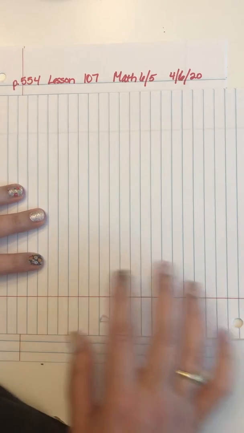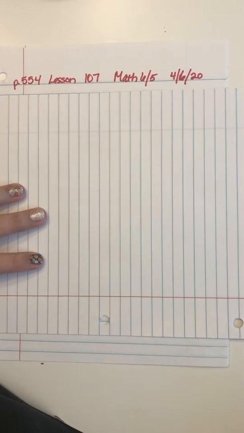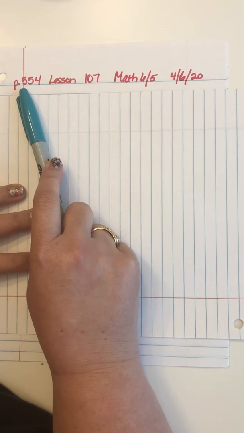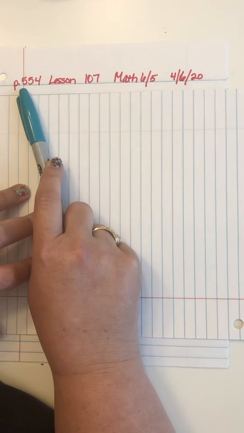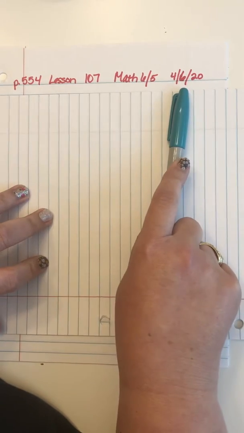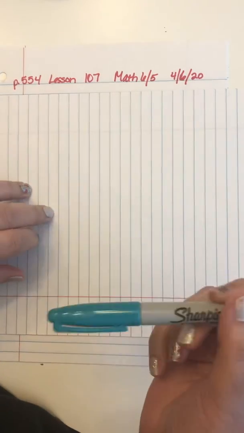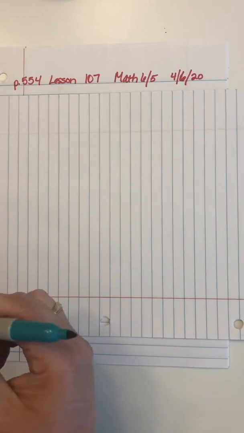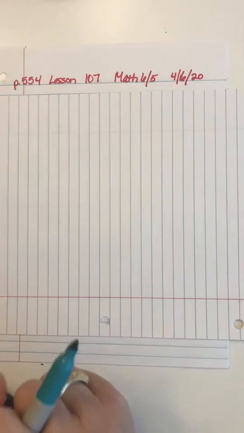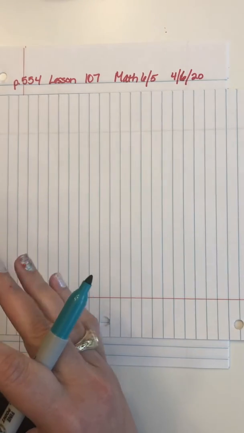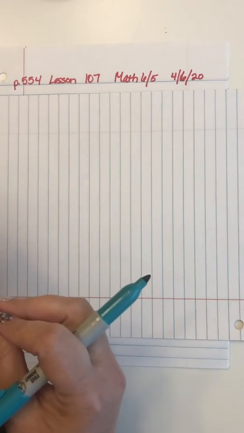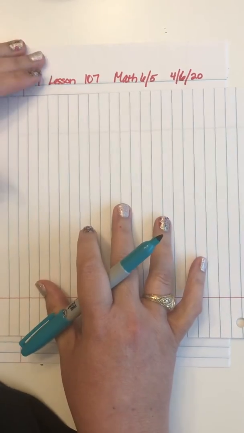Hi Math 65. This is the video for lesson 107, which is located on page 554 of your textbook and is scheduled for Monday, April 6th. This lesson deals with percents, which we've dealt with some before, so a little bit of it's going to be review. We're going to take two concepts that we've learned and then combine them. So I'm going to review both of those concepts quickly first.